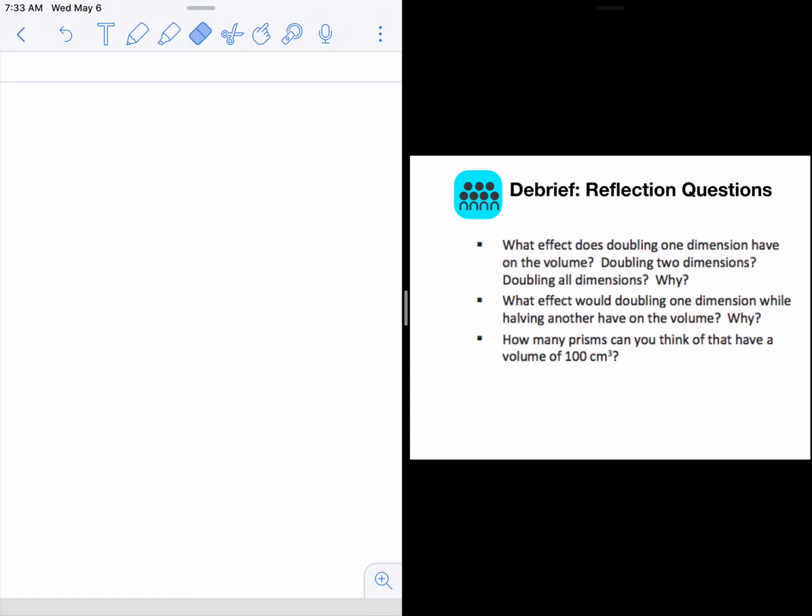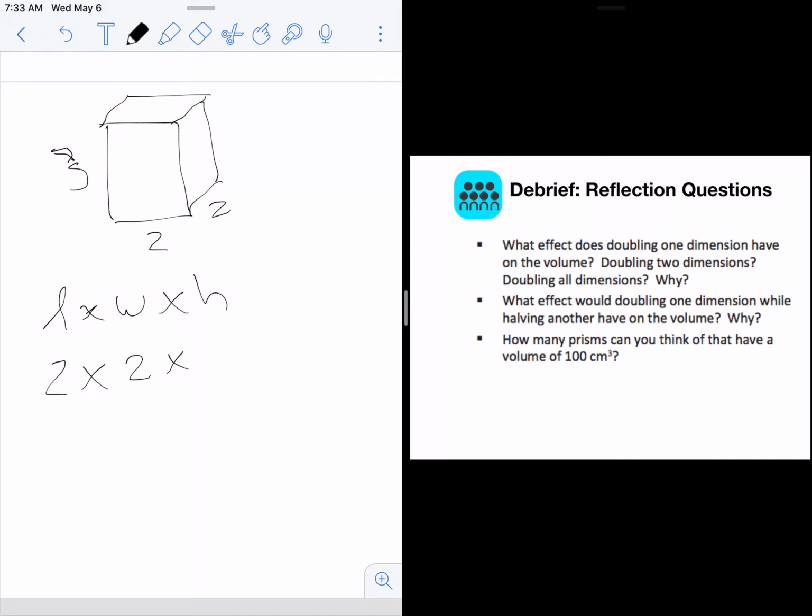So let's do a quick 2 times 3 times 2, okay? So length times width times height. We have 2 times 2 times 3, which is going to give us a total volume of 2 times 2 is 4, times 3 is 12. Okay, and let's just do centimeters. So it's 12 centimeters cubed.